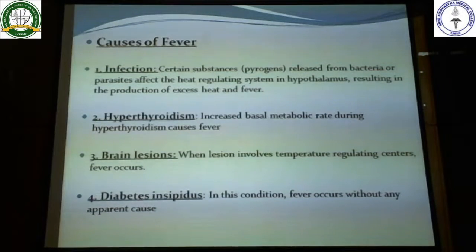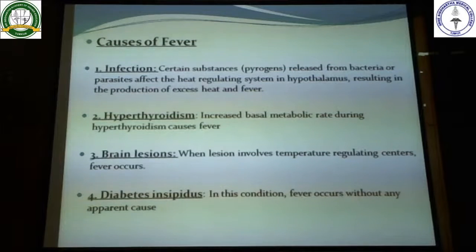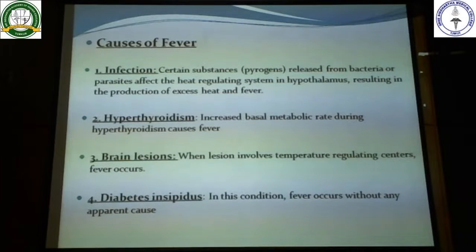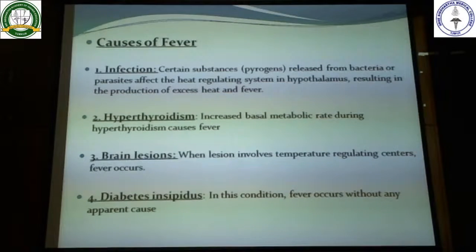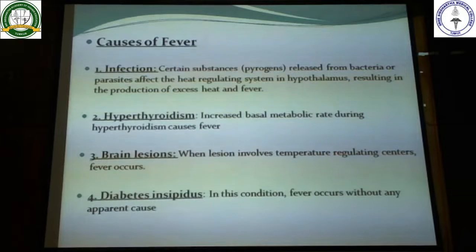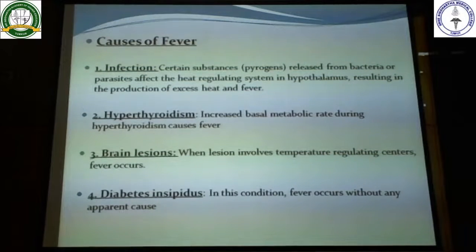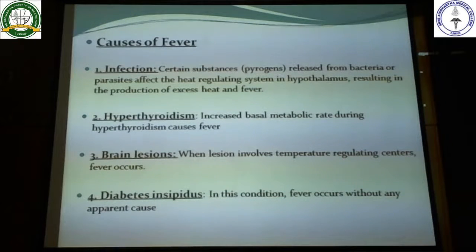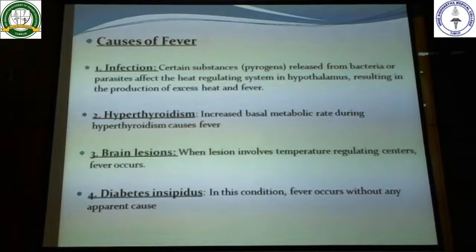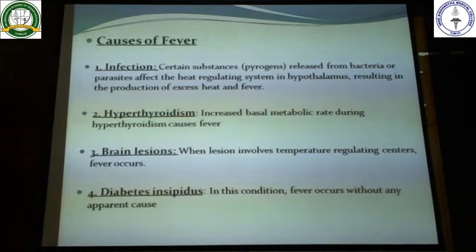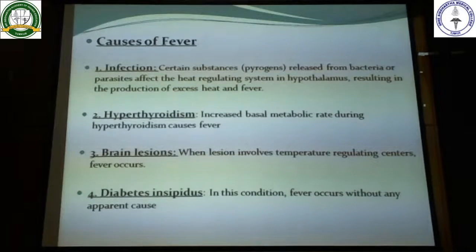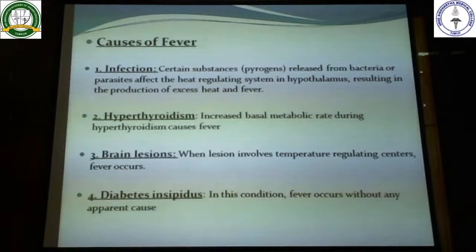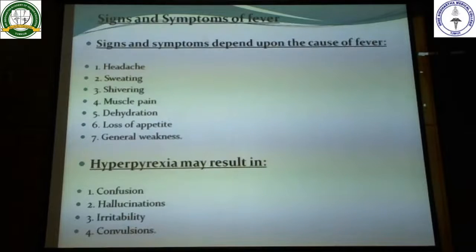Next is brain lesions, right? Whenever there is involvement of the temperature regulating centers in the brain, if there is damage or injury, automatically there is occurrence of fever, right? If the thermoreceptors in the preoptic nucleus of the anterior hypothalamus don't function normally, then there will be continuously increased body temperature. Then next is diabetes insipidus. In this condition the fever occurs without any apparent cause.